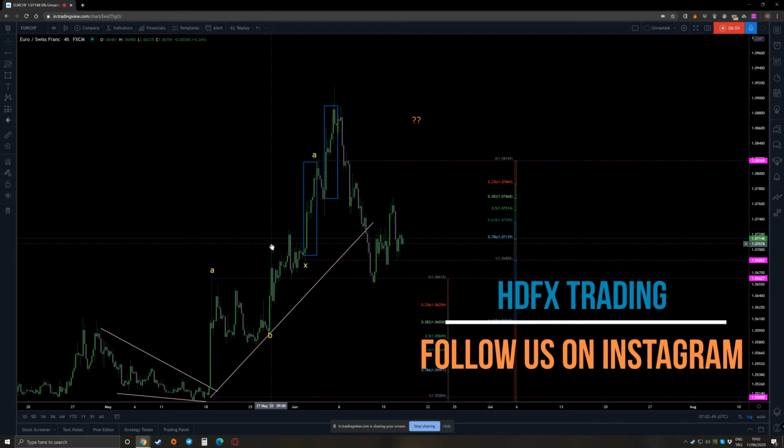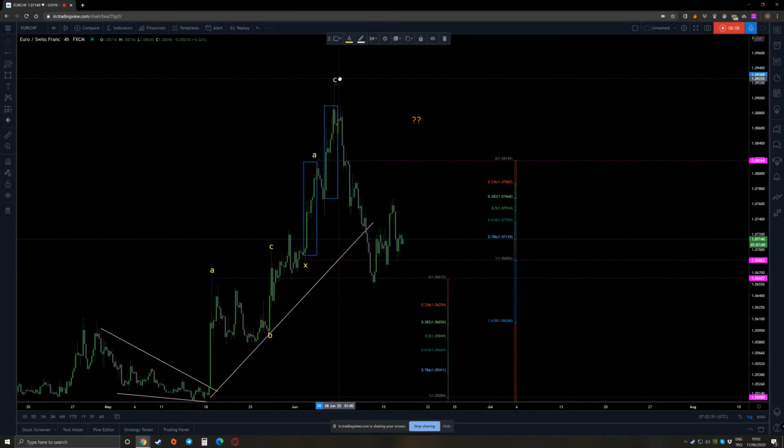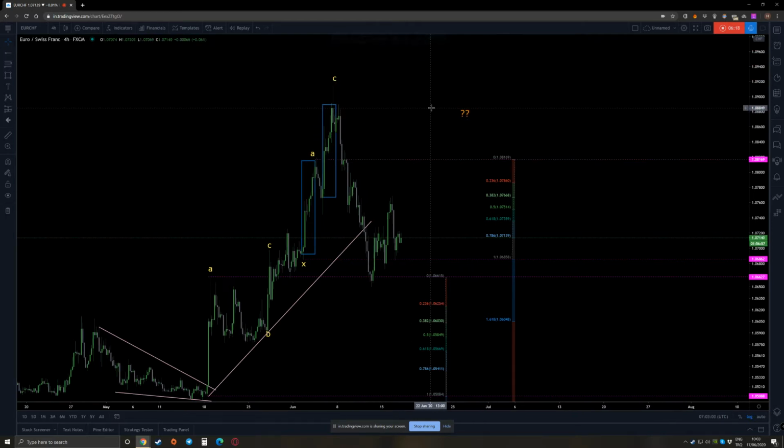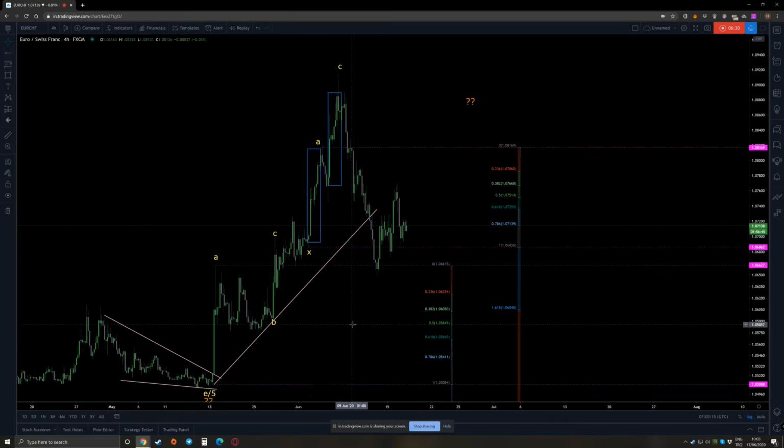Also, now, if we have a C wave here that ended here, it means that this is a complex correction. Now, can I put it here or should I still wait? Well, there's another tip for you guys. Look at the first X wave. You have A, B, C, and X wave that retraces it.